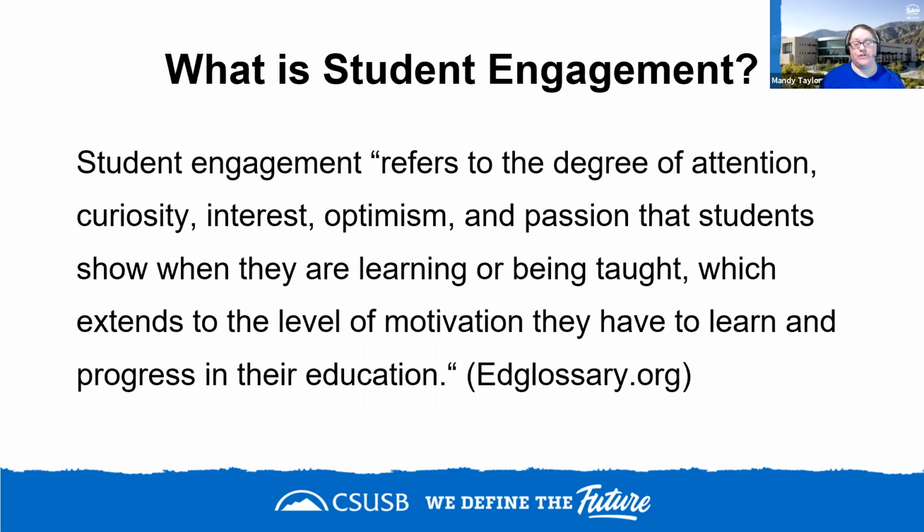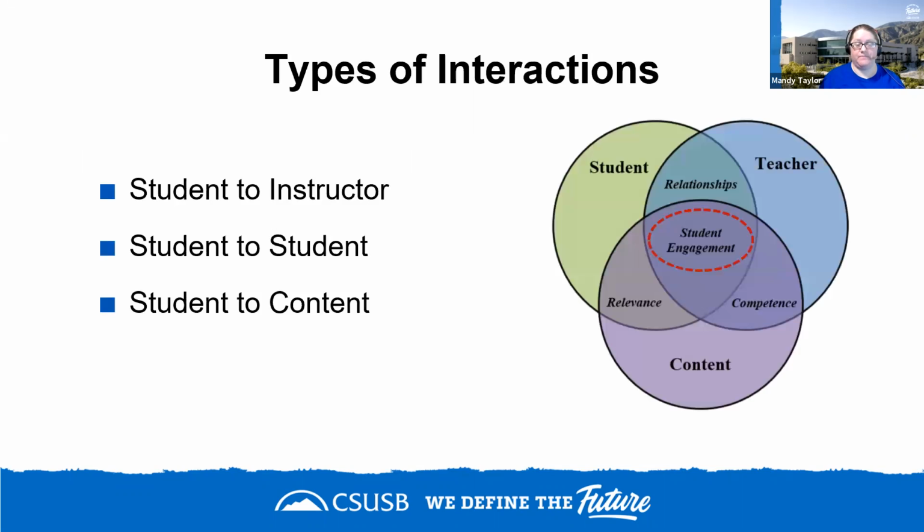Student engagement refers to the level of students' attention, curiosity, interest, optimism, and passion for what they're learning. The more engaged students are, the more motivated they will be to complete their course material and progress in their education. Student engagement also depends on three types of interactions.